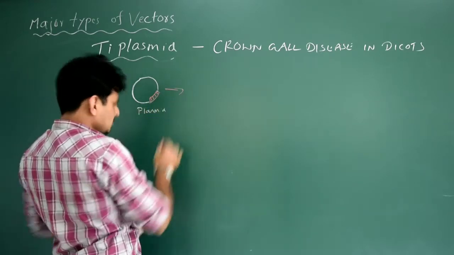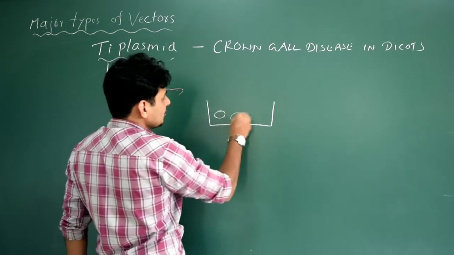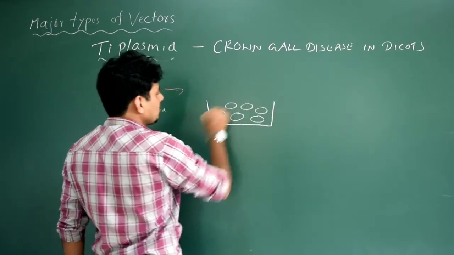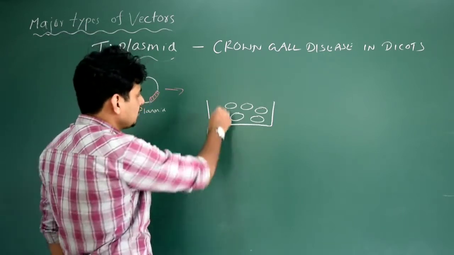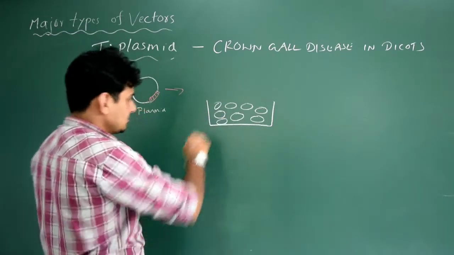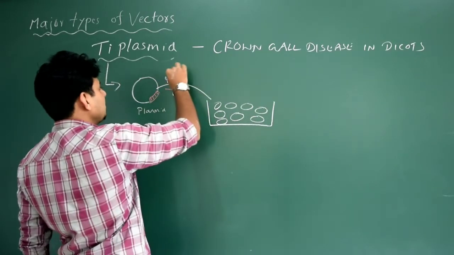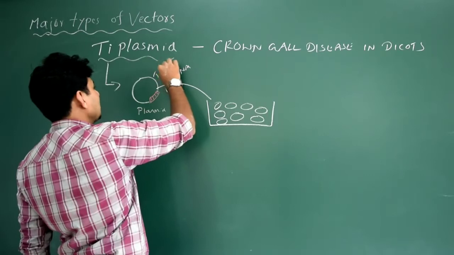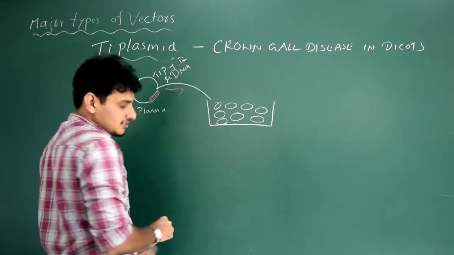Now what I want to do is I am going to take the callus. What is callus? Undifferentiated cells from a particular plant, for example, sugarcane or any other plant like beans. I have taken the callus, and these are callus cells, undifferentiated cells. So I am going to introduce this rDNA. Now it is rDNA, right? Ti plasmid plus the gene of interest is rDNA. That rDNA is introduced into each callus cell.